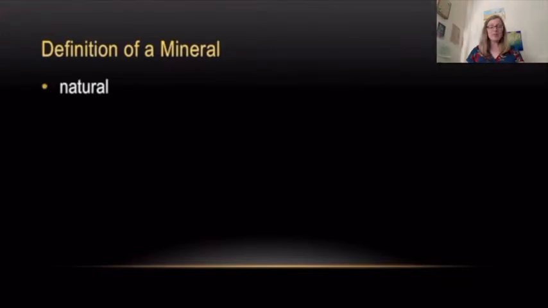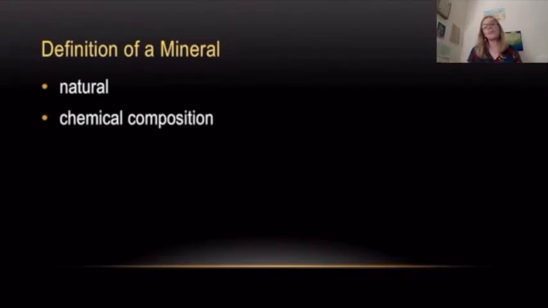Natural. When I say natural, I mean geologists say, if you make it in the lab, it's not really a mineral. Whatever. I don't care too much about this part of the definition. Next part is extremely important, though. The second part is that it has a unique chemical composition. One mineral will have one chemical composition, another will have a different chemical composition.